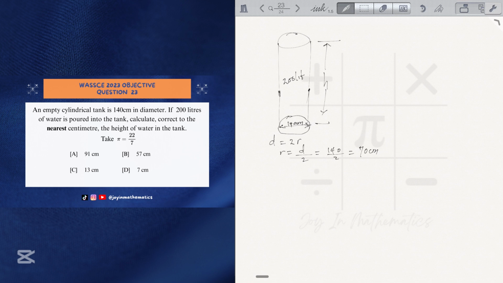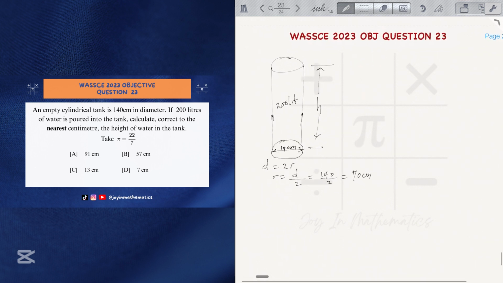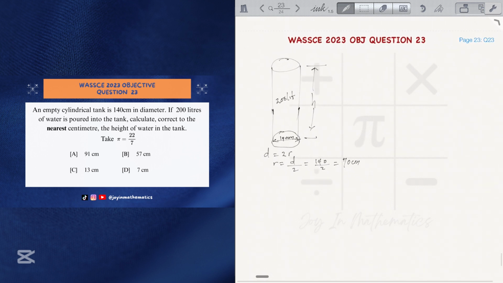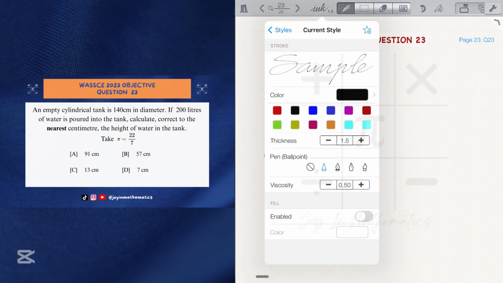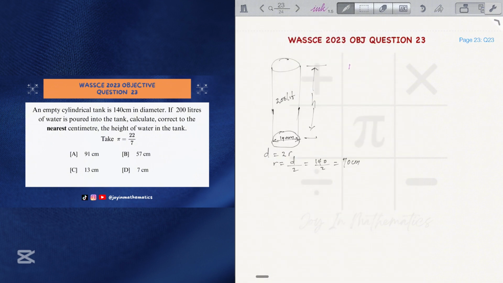Now, how do we evaluate the height? Now, this is not a surface area thing, this will be a volume thing. So the volume of a cylinder is given as pi r square h. Now we're given the volume V to be equal to 200 liters. Okay, the radius is 70 centimeters and we are looking for the height.